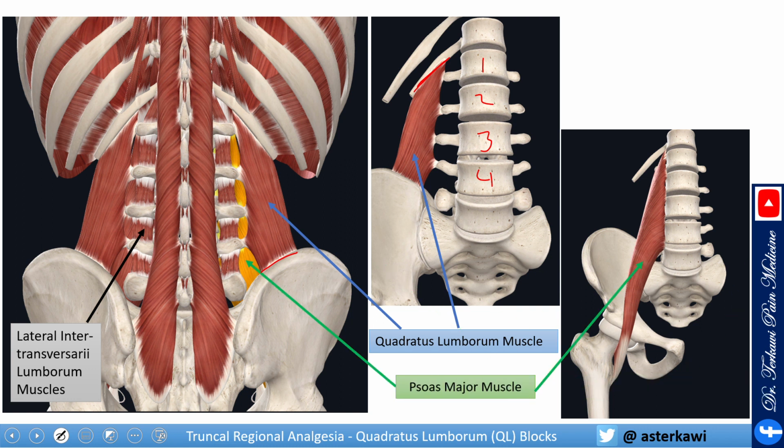The other important muscle here is the psoas major muscle, which originates from T12, as you see here, to L4, and it inserts all the way down to the femur, specifically the lesser trochanter. So this muscle is mainly for hip joint movement, specifically flexion and external rotation of the hip.